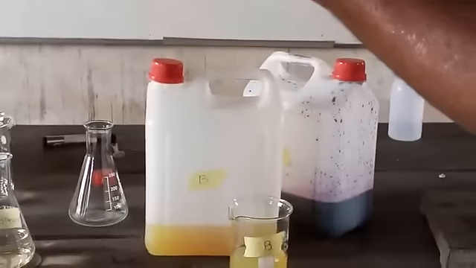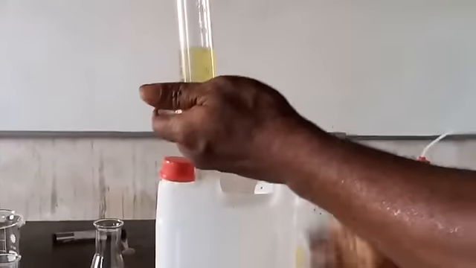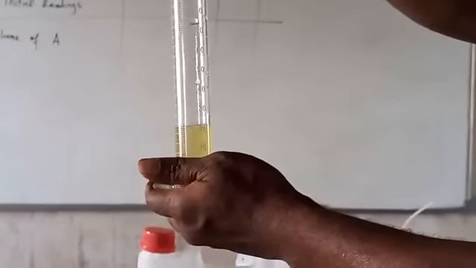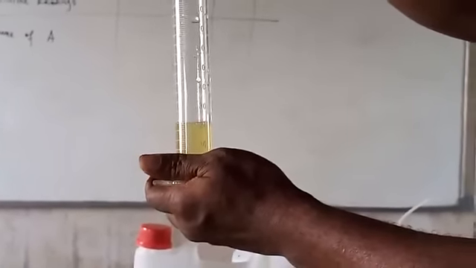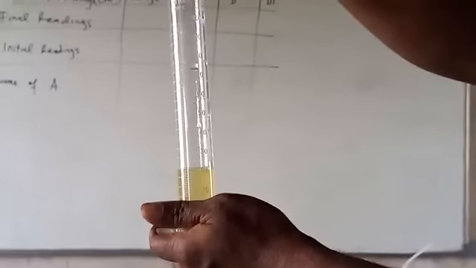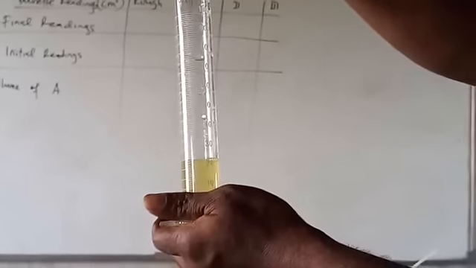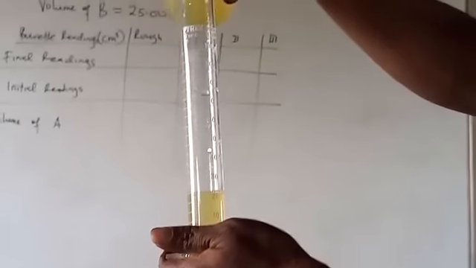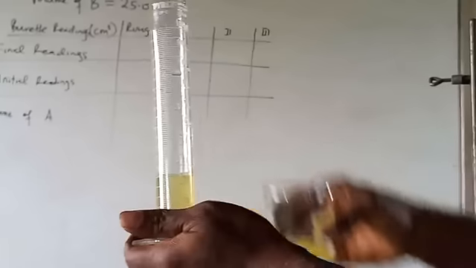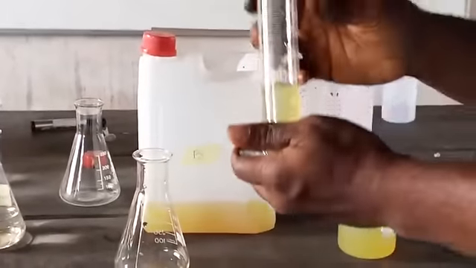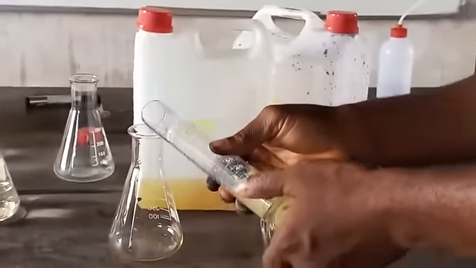So let's see. 25 is at the midpoint, so it's still below 25. I add more of solution B, the iron 2 sulfate solution. So we are approximately at 25 cm cube. We'll now transfer this 25 cm cube of the iron sulfate into a neat conical flask.